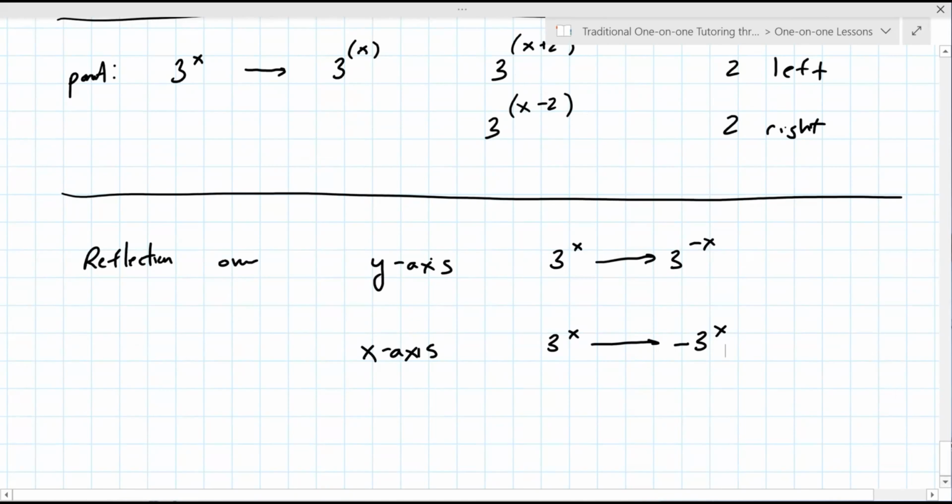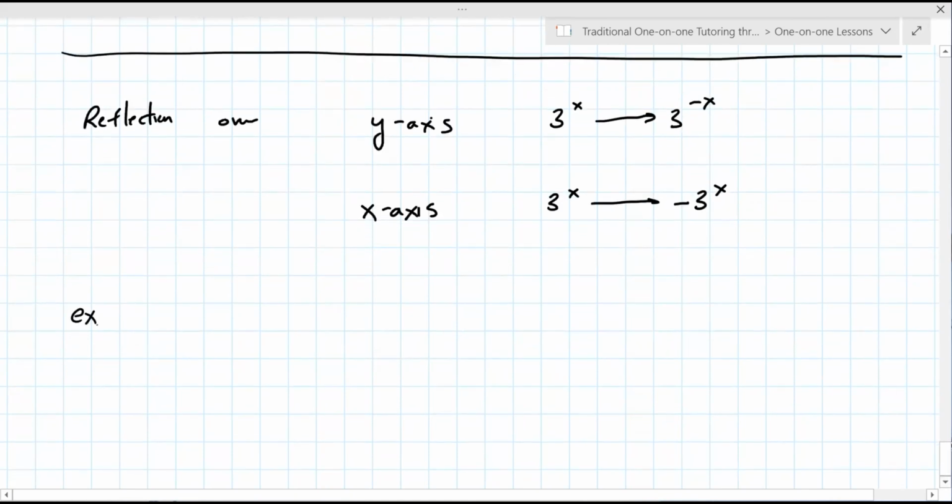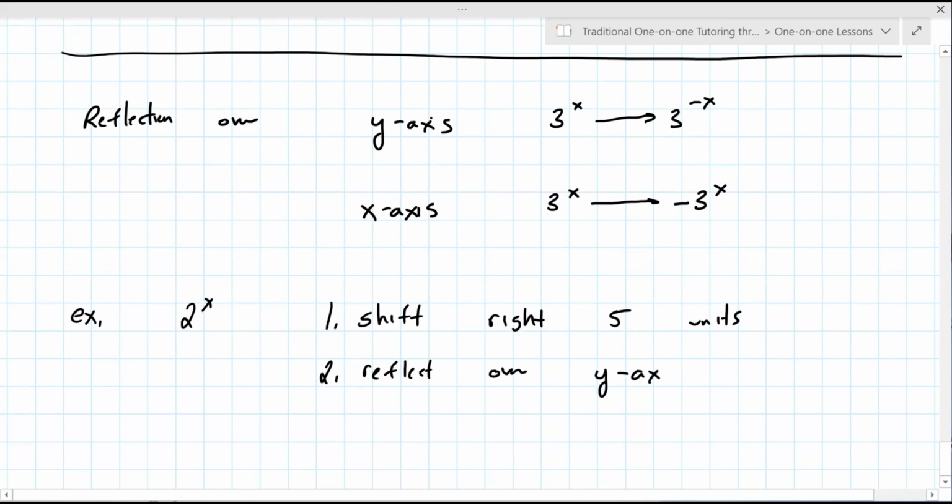Okay, so let me give you an example problem to work through, or we can work through it together. Let's say you're given 2 to the x, and we want to, one, shift right 5 units, and then two, we want to reflect over the y-axis. Okay, and you're welcome to use Desmos. You're welcome to work this out by hand, but take a moment here and see if you can give me the new function for this.